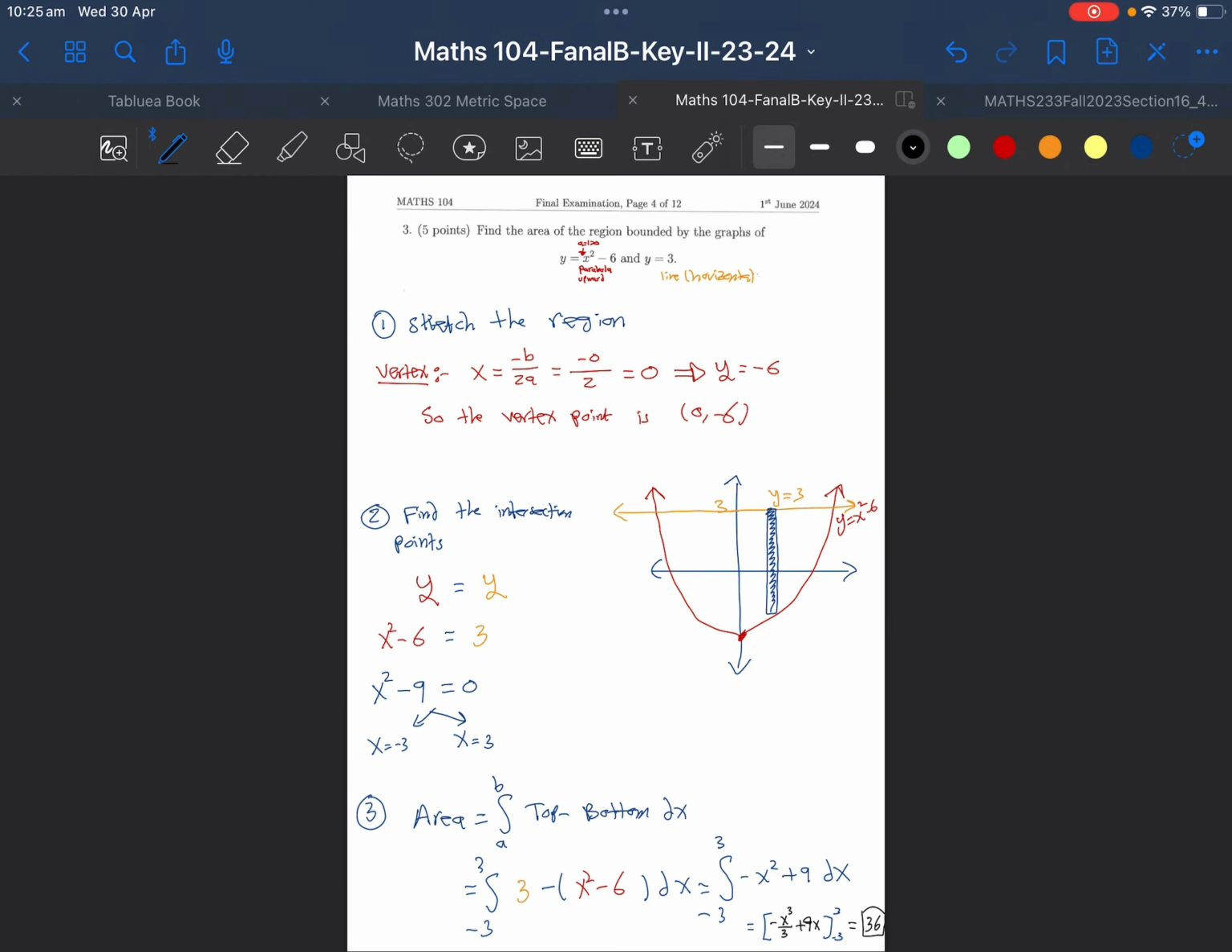So that's how we do this area question, which needs some steps and needs some practice. Sketch the region, find the intersection point, and boom, you have the area, top minus bottom, you get the answer.